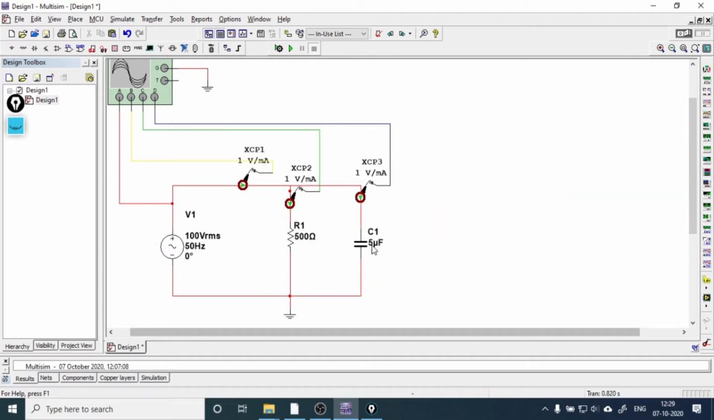We have prepared this circuit, RC parallel circuit, in our previous session, and if you want to learn how we can prepare RC parallel circuit in Multisim, you can go back to our playlist and watch this video. The link for that video is provided in the description box below and above in the card. Now what we are going to do, we are going to run this simulation.